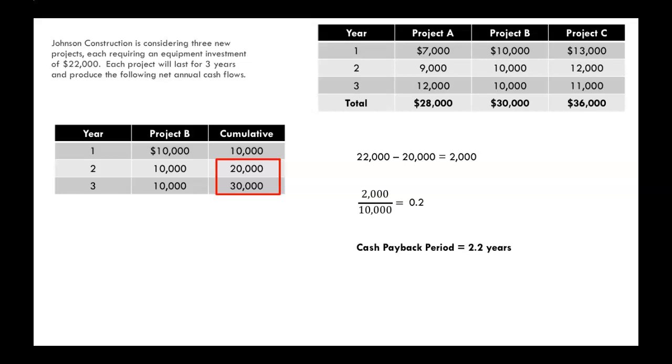Now, Project B is a little bit different than Project A and C in the fact that it's equal cash flows. If you have equal cash flows like that, you can also just take the cost, the $22,000, and divide it by the $10,000, how much you would make each year. That would also get us our 2.2. But you can only do that when you have equal cash flows for every single year.